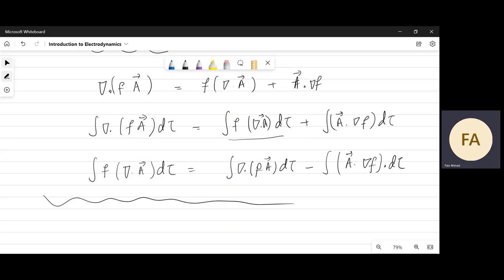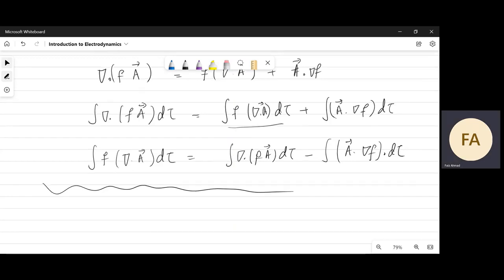using integration by parts. So this is all for integral calculus.